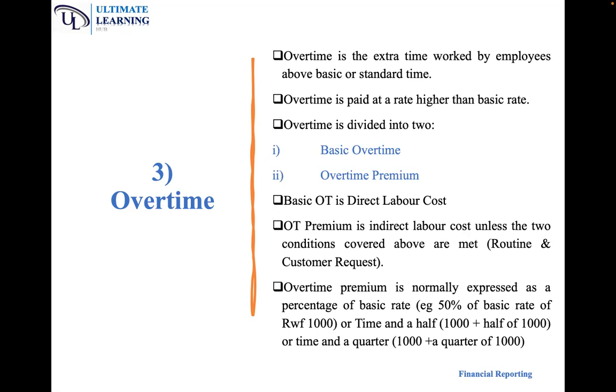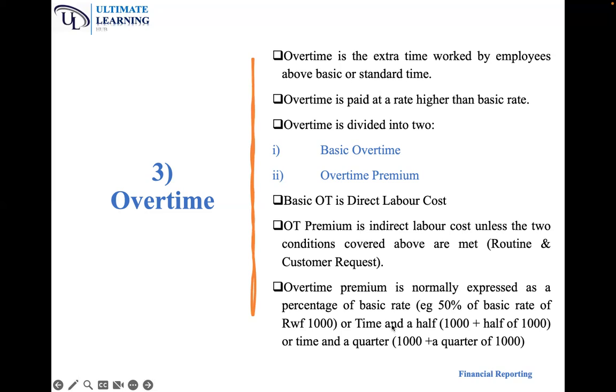So there is a scenario here I've provided. Overtime premium is normally expressed as a percentage of the basic rate. Maybe you are told overtime premium is paid at a rate of 30% above the basic rate. So if the basic rate is 1,000, you calculate 30% of 1,000, which is 300. I've given another example here: if the overtime premium is 50% of the basic rate of 1,000, overtime premium will be 500.